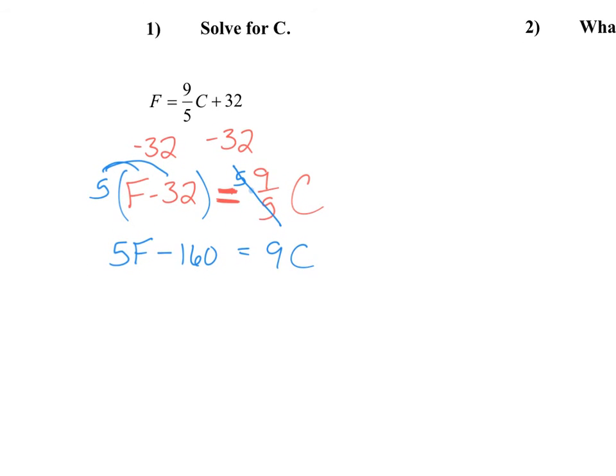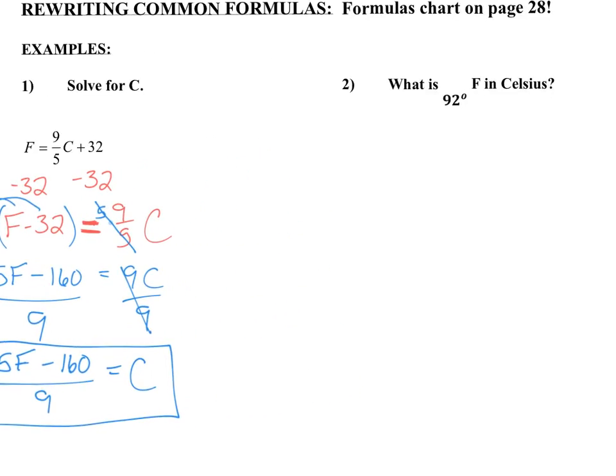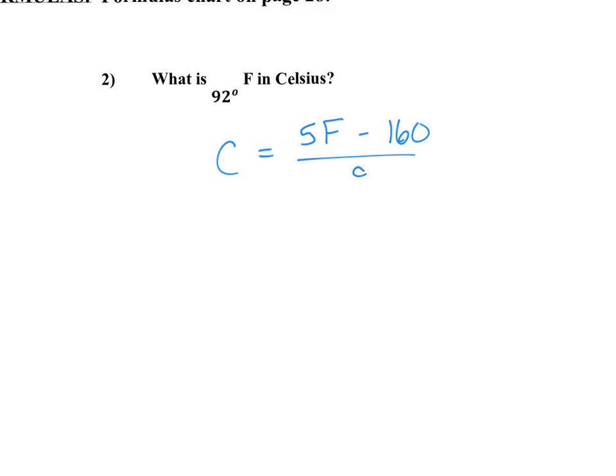And then how do you get rid of the 9? Divide by 9. So we end up with C equals 5F minus 160 divided by 9. So we solve for C. And then step 2 is take that equation and then find out what is 92 degrees Fahrenheit in Celsius.